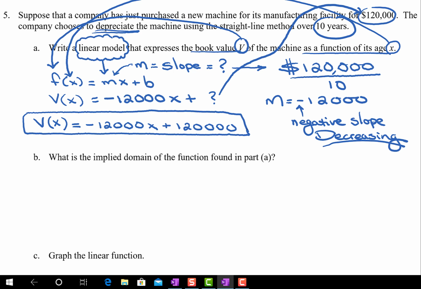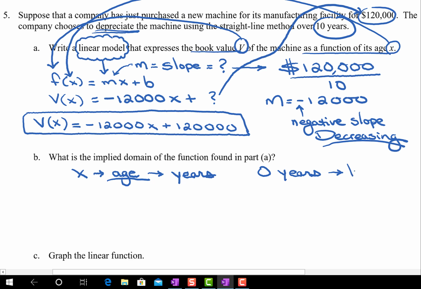All right, B, what is the implied domain of the function found in part A? So the implied domain is going to be from when it was brand new to when it's at the end of whatever it depreciates. It said it's going to depreciate over 10 years. So x represents the age in years. So it can start at 0, right? 0 years when the machine is brand new. So I'm going to write 0 years, machine is brand new.